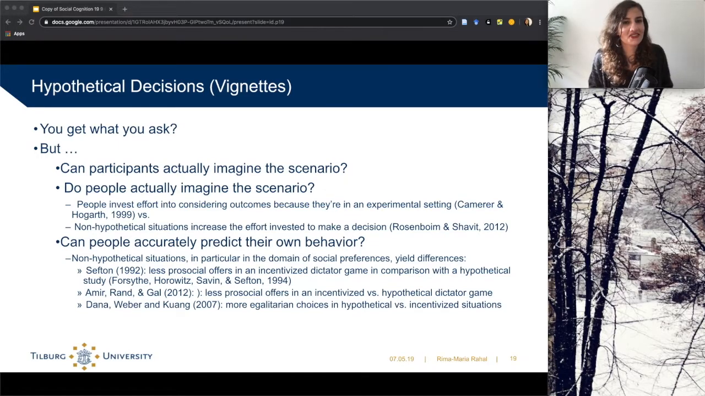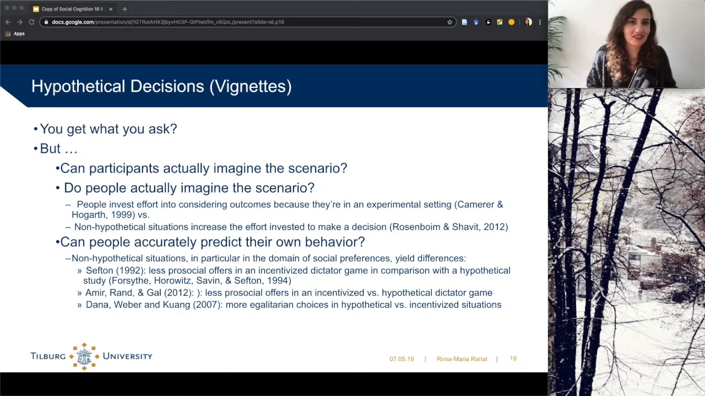We could also run into trouble because we might ask whether people even make the effort of imagining the scenario. So do we actually believe that someone's trying to put themselves into the scenario just because we ask them to? Do you actually think that they will think it through? And now you could have different opinions on that. One of them would be that yes, if participants come to the lab and they participate in an experiment, they usually tend to invest effort because this is what's expected, and often they get paid for it.